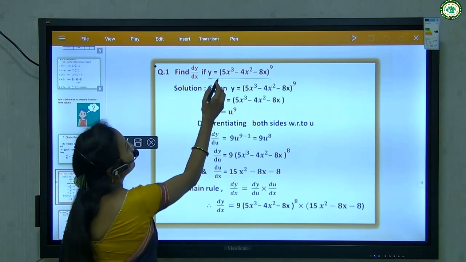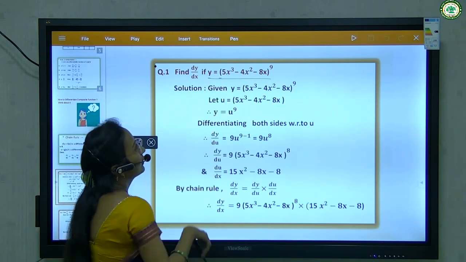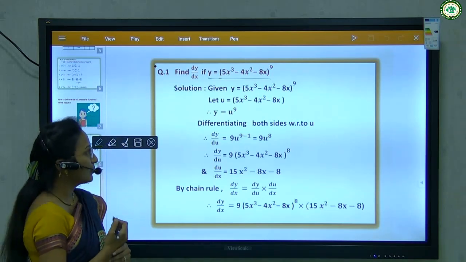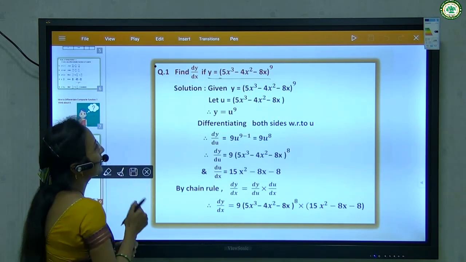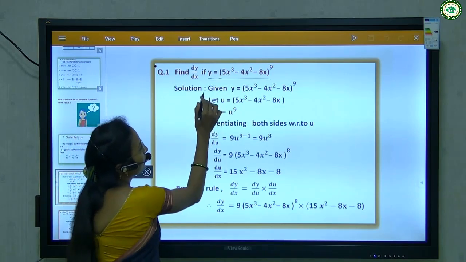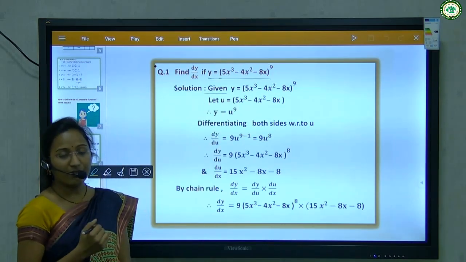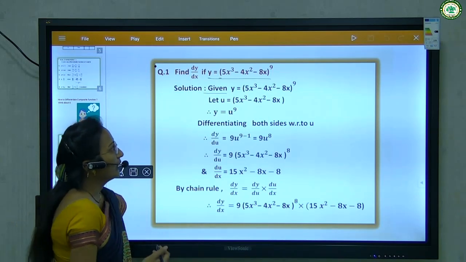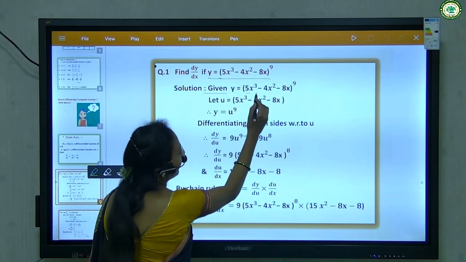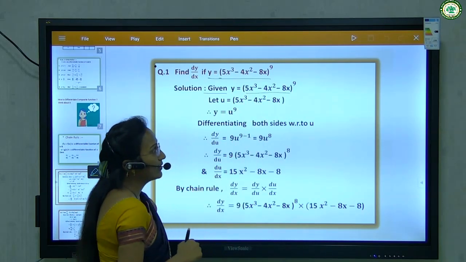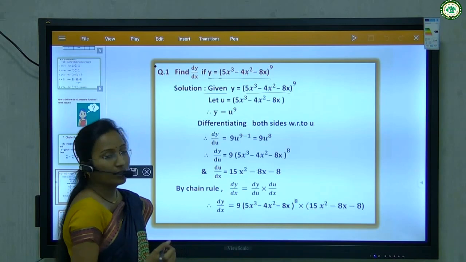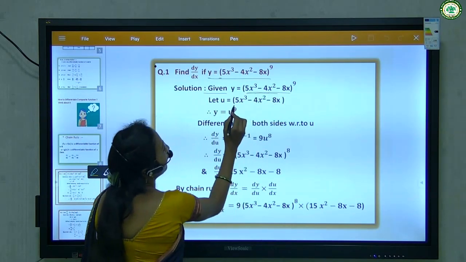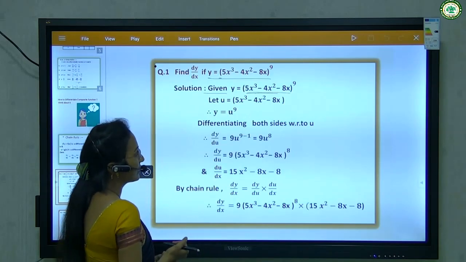Now how to find out how to differentiate the function by using chain rule? I will explain. Solution. First step, given function as it is. Given y is equal to f of x, means y is equal to (5x cube minus 4x square minus 8x) whole raised to 9. Now let us consider u is equal to 5x cube minus 4x square minus 8x.